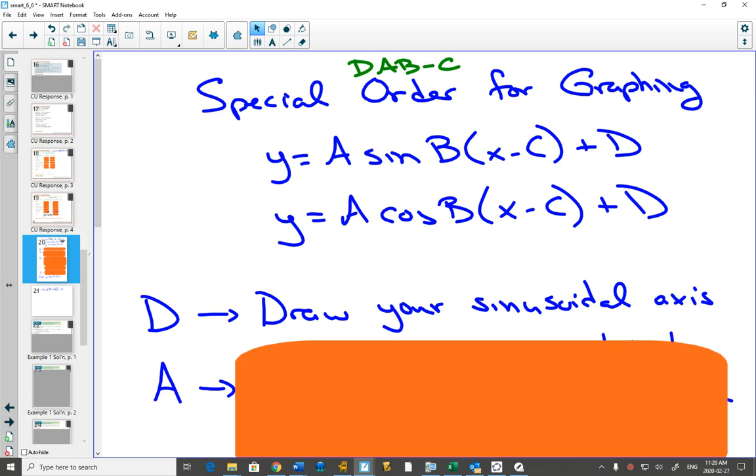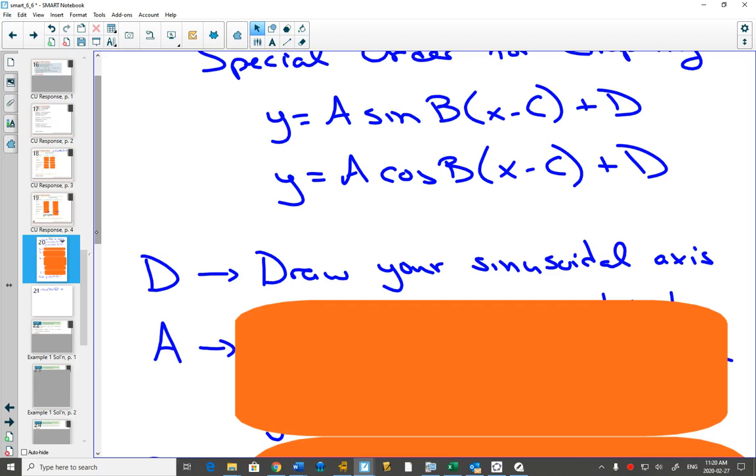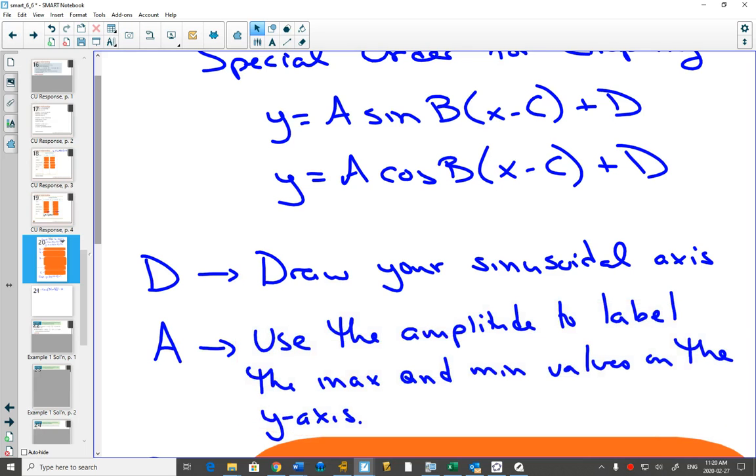Our a value, a vertical stretch or a vertical compression, affects our amplitude. And so we can use our amplitude and our sinusoidal axis to find the max and the min values. Does it make sense if your sinusoidal axis was at 3 and your amplitude was 2, that your maximum would be 3 plus 2, 5? And your minimum would be at 3 minus 2, 1? So we can use our amplitude to label the maximum and minimum values on our y-axis.